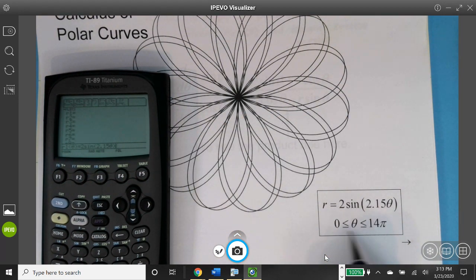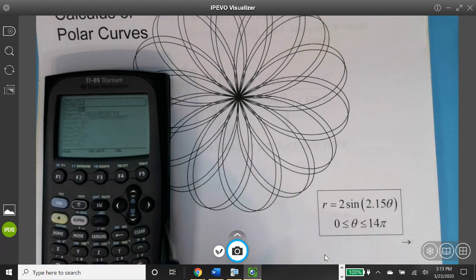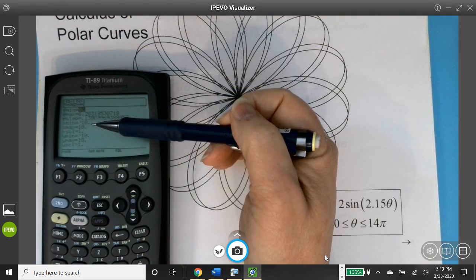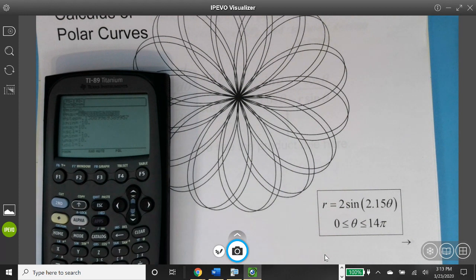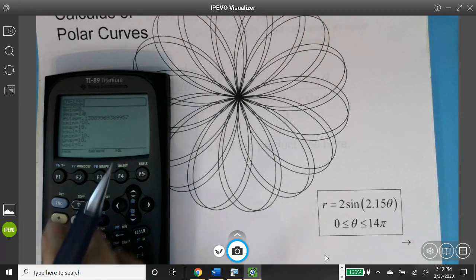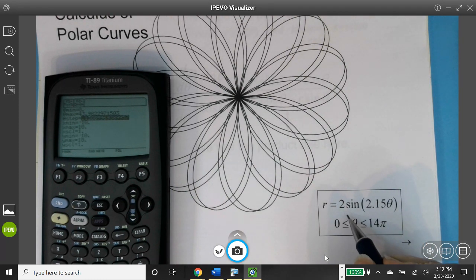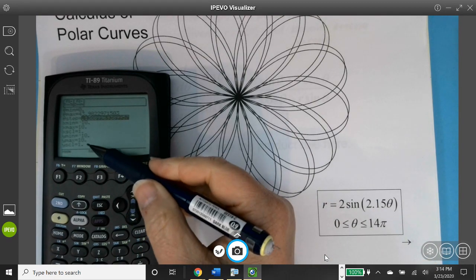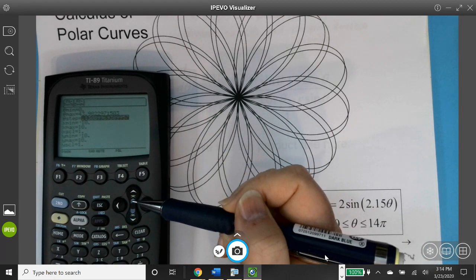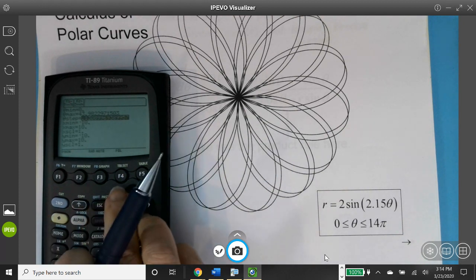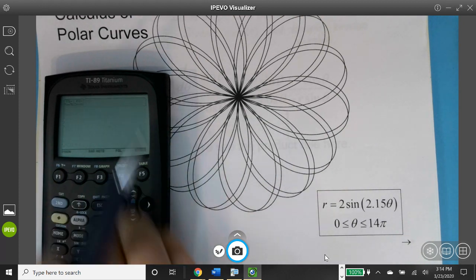I'm also going to change the window. So let's go diamond window, and you're going to see that now you have a theta min and a theta max, and I'm going to change my theta max to 14 times pi. I'm going to press enter. And the pedal length is going to be 2. So I think that negative 10 to 10 would be all right. So let's see what happens when we hit graph. So diamond graph.